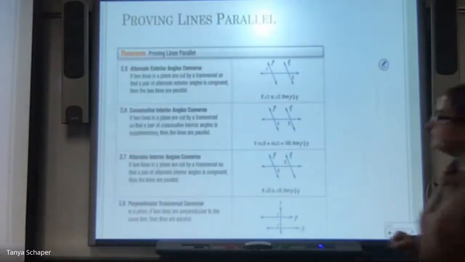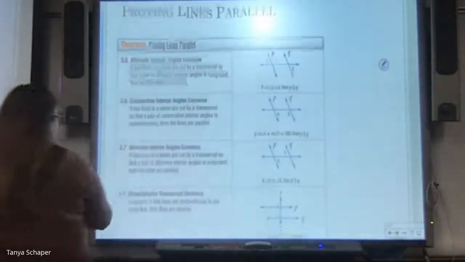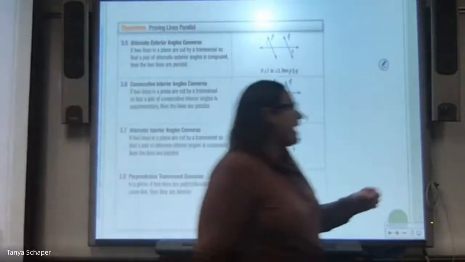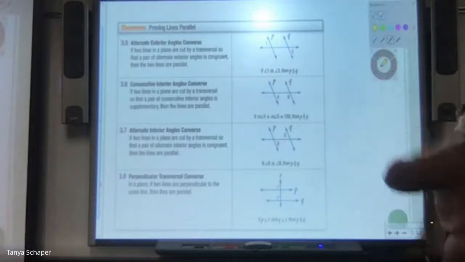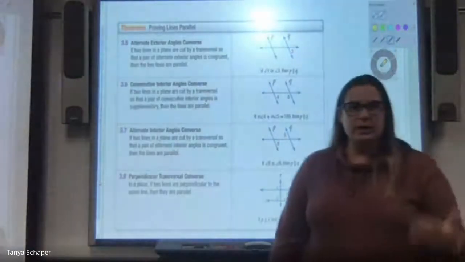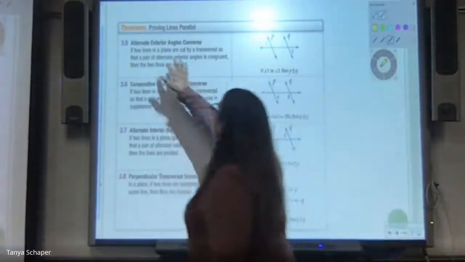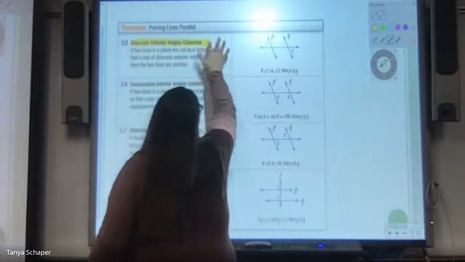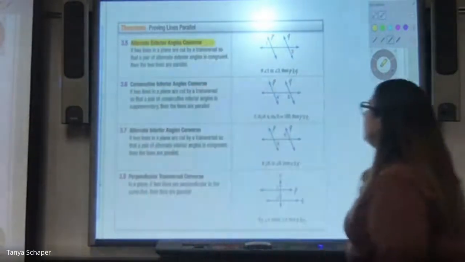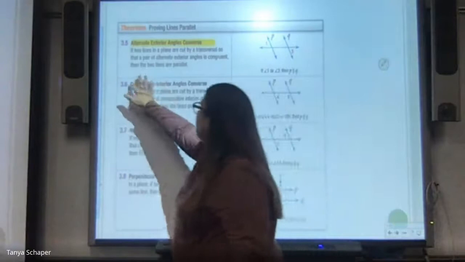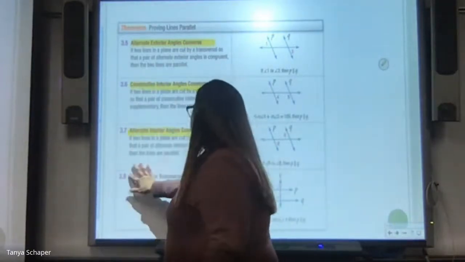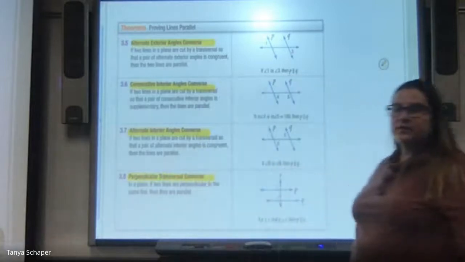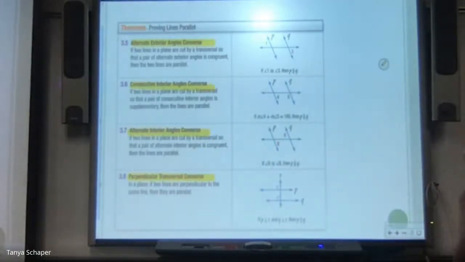Here are some more converses. Again, paying attention to the vocabulary. We try to do a really good job. We're not always successful, but we try to have the names really match what we're saying. So alternate exterior angles converse, consecutive interior angles converse, alternate interior angles converse, perpendicular transversal converse. Take some time and write this down.